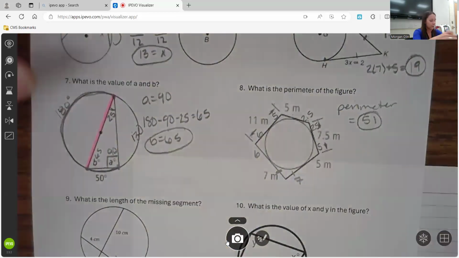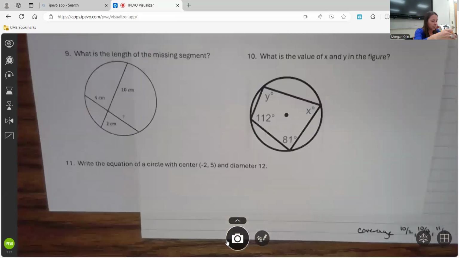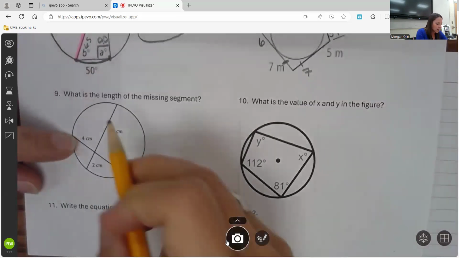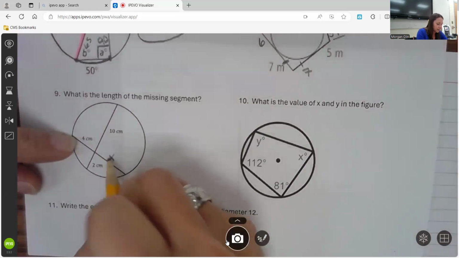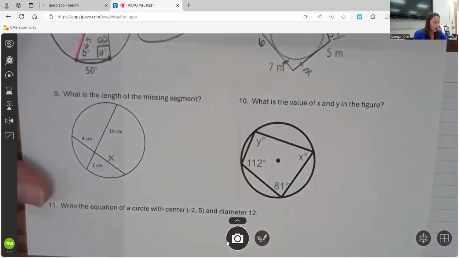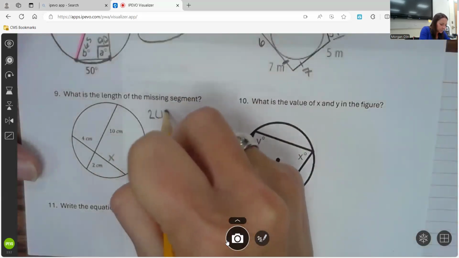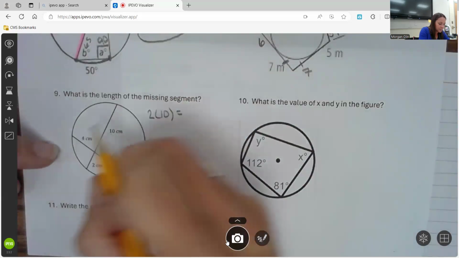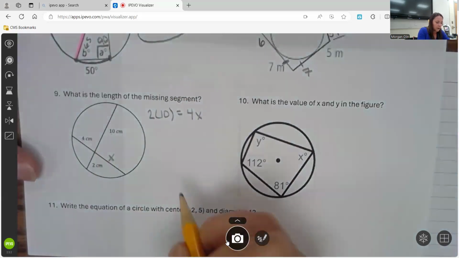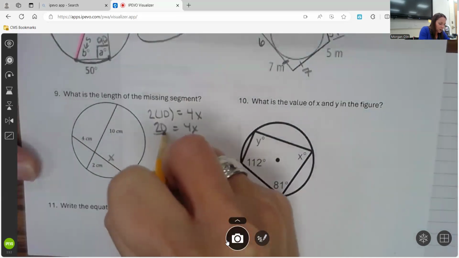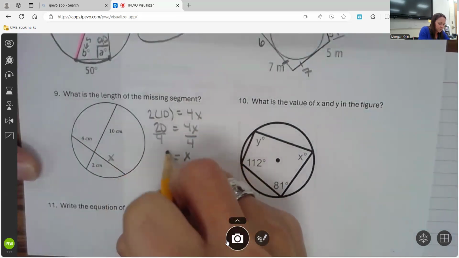All right, moving right along. Now, this one, number 9, is actually very similar to number 1. Here, we're trying to find this. This is where the question mark is. So I'm just going to put X there for the missing segment. So 2 times 10, and then X times 4, or 4X. All right, this is 20 equals 4X. And I divide by 4, and I get X to be 5.